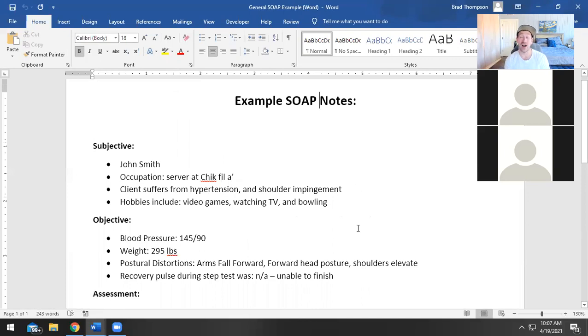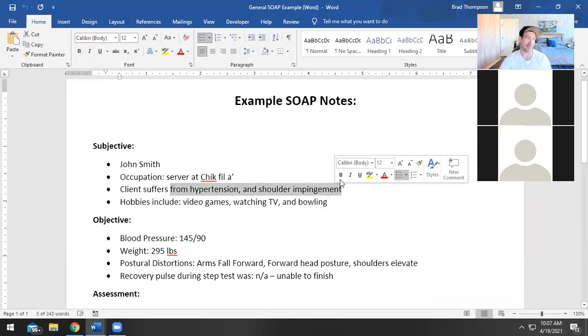All right. So here is an example of a very general SOAP note for our client, John Smith, because I'm so creative, who is a server at Chick-fil-A. I think I asked my class to help me build this one the first time we did it. So there's a server at Chick-fil-A, and they suffer from hypertension and they have shoulder impingement, which is kind of interesting. So actually there's a weird connection between shoulder impingement and hypertension.